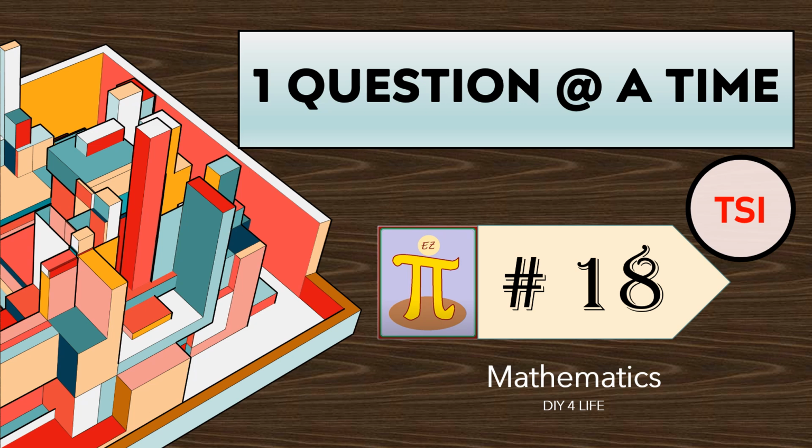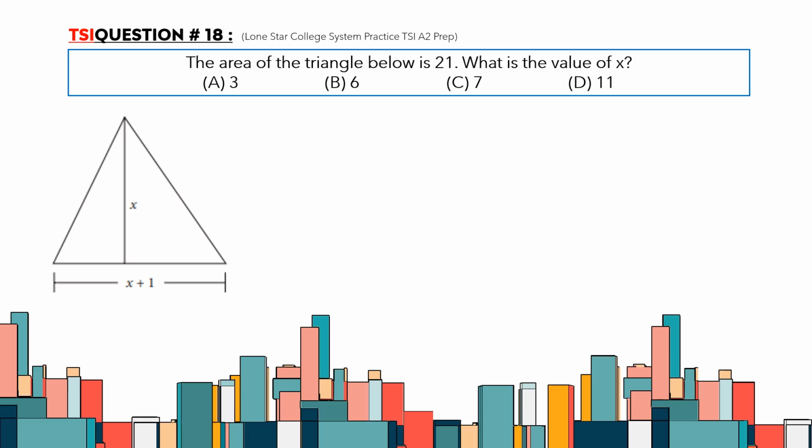Question number 18. The area of the triangle below is 21. What is the value of x? And we remember that the area of the triangle will be 1/2 of the base times the height.